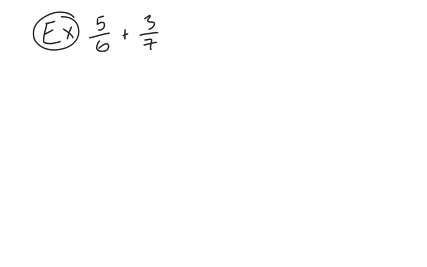In our final example, we are going to add 5 over 6 and 3 over 7. Before we can do that, the denominators have to be the same. But if you look closely, the denominators are not the same. They are different. Therefore, we're going to have to find the lowest common multiple of both 6 and 7.